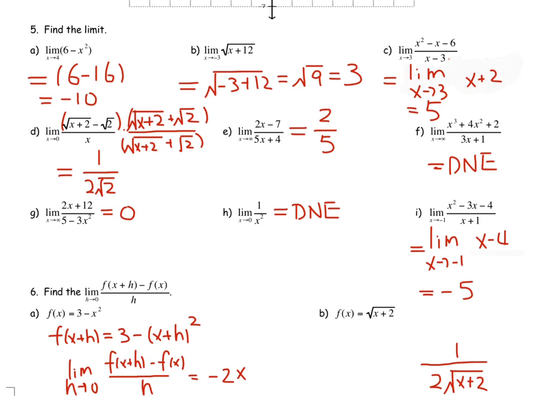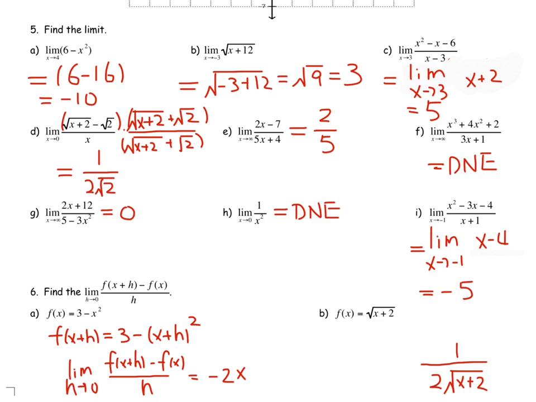Letter B, same thing. As I plug it in, it will not make my function invalid. It will not make my numbers inside the radical expressions a negative number, imaginary number. So I'm okay. I can go ahead and plug it in. Negative 3 plus 12, that's 9. Square root of 9 is 3.